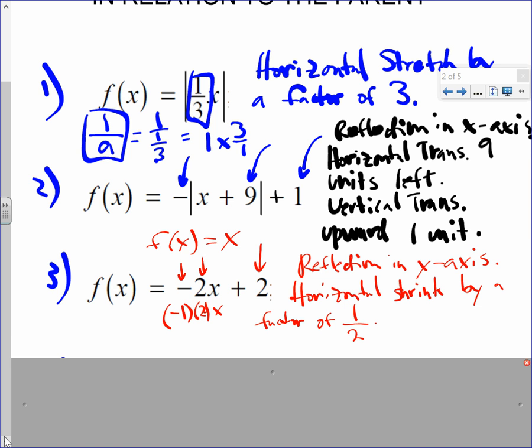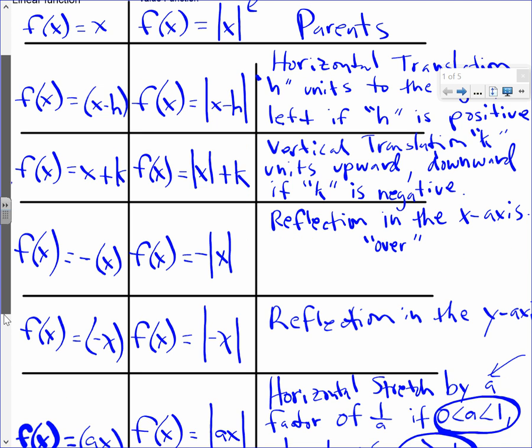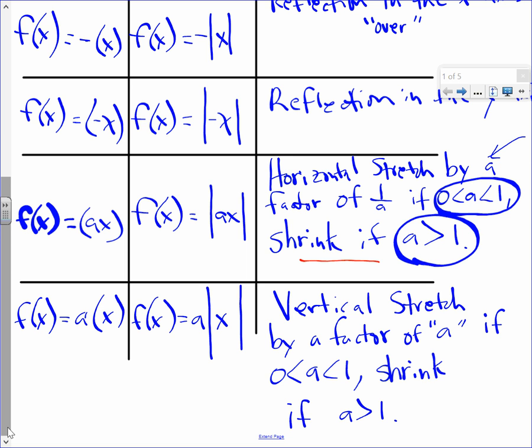Why is it 1 over 2? Right now I'm just following directions. Tomorrow I'm going to get into detail and explain why it's 1 over a. You'll see why. I'm going to show you a picture of a graph being transformed. Right now, just follow orders.